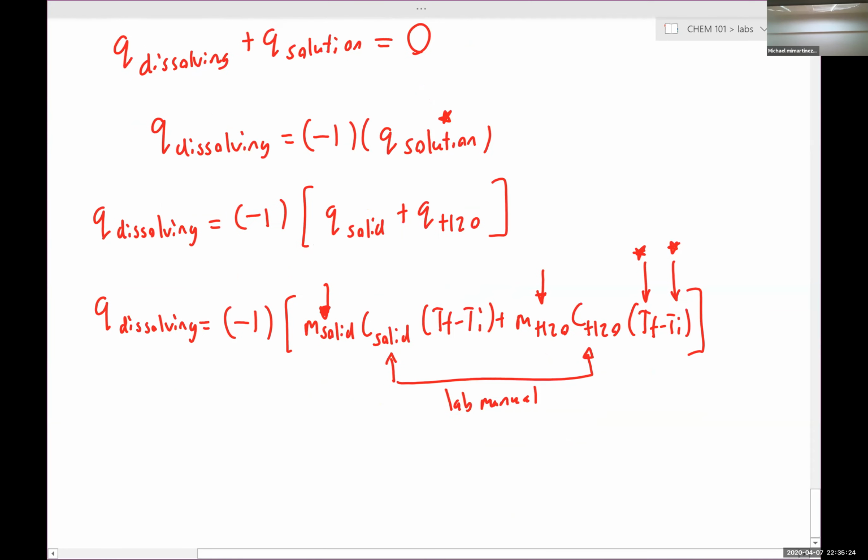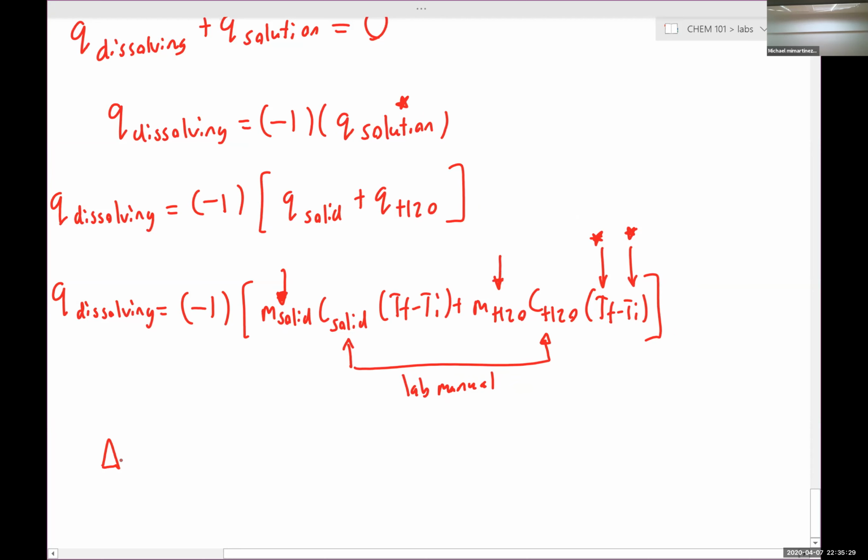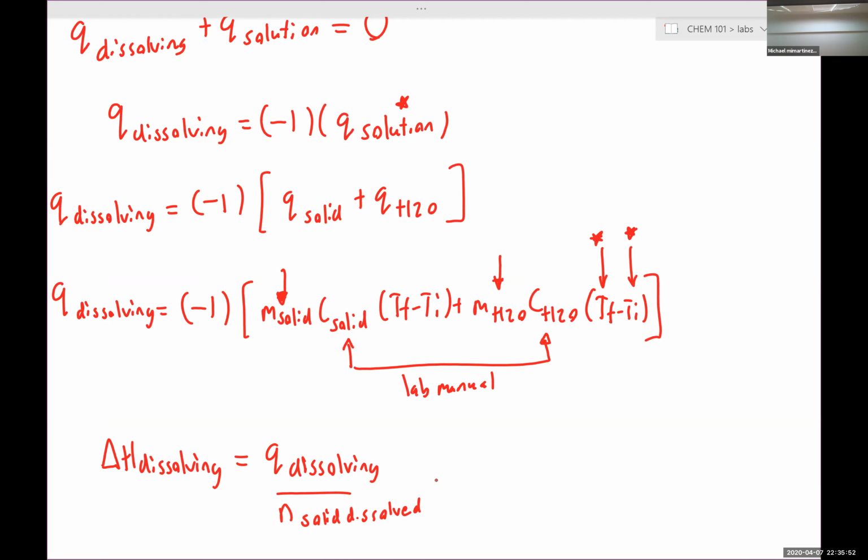Now we can go a little bit further here, and we can calculate the delta H for this dissolving process by taking the Q, the heat absorbed as our solution dissolves, and dividing it by the moles of solid dissolved. And this gives us a measure of the amount of heat absorbed as we dissolve our solid. Does that calculation make sense to everyone? So this is the entirety of the lab. Does anyone have any questions?